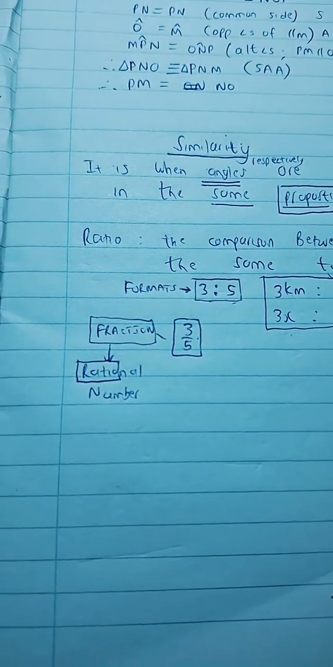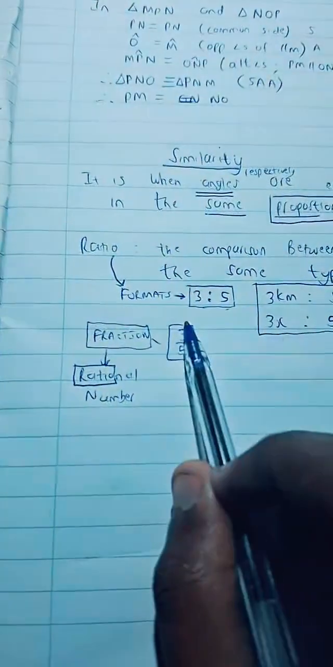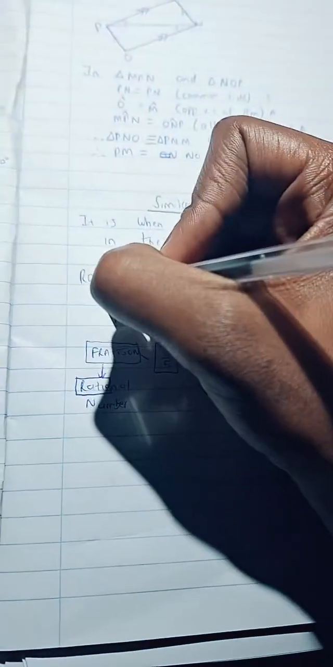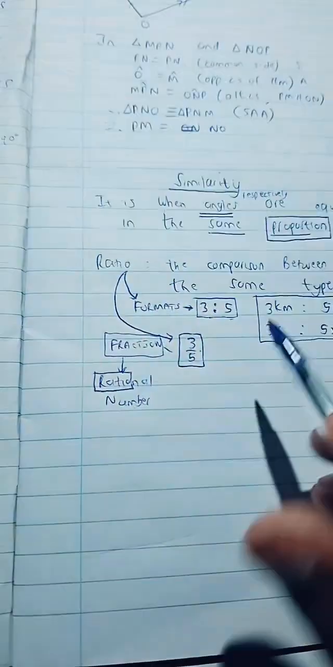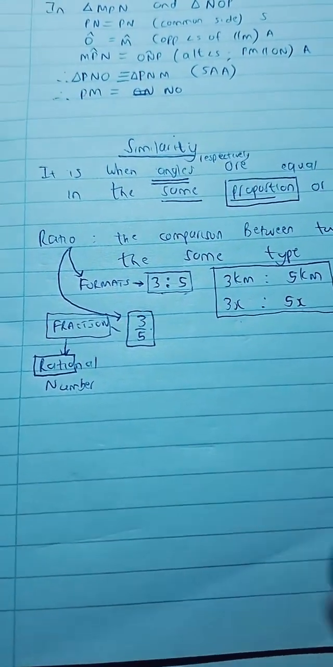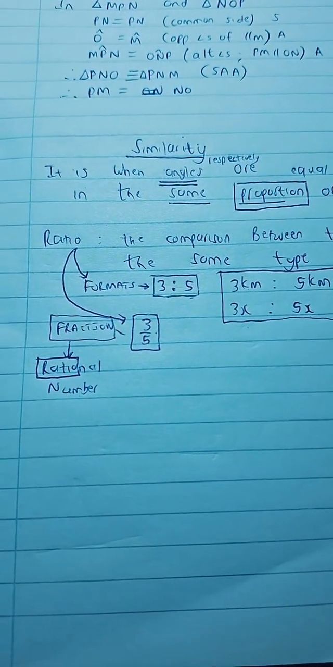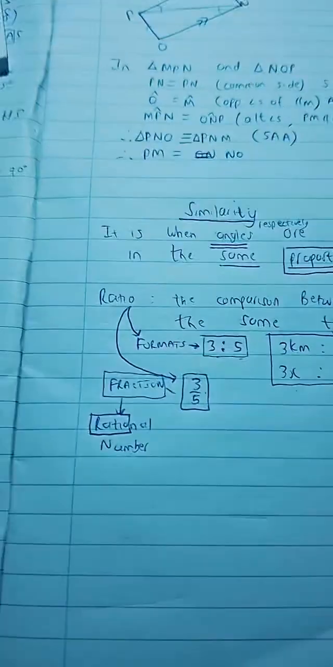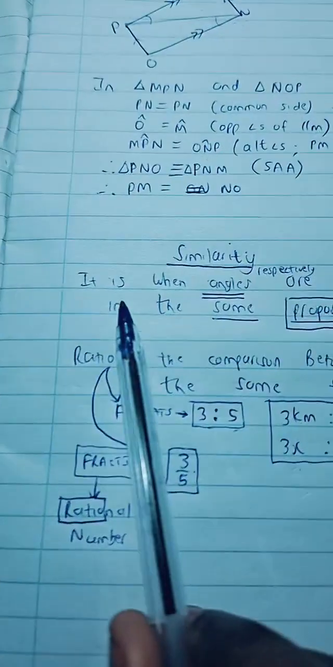Two formats to represent a ratio. A ratio can be represented in this format, 3:5, or it can be represented in this format, a fraction. Guys, I hope you are with me here. If you are flowing with me here, then you will understand what I'm saying. So I'm going back again.